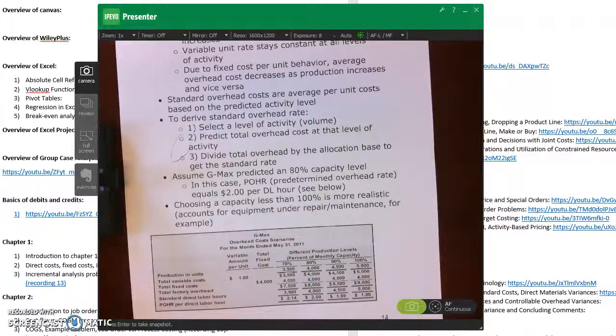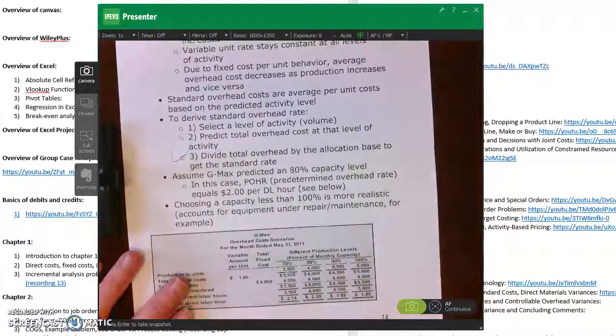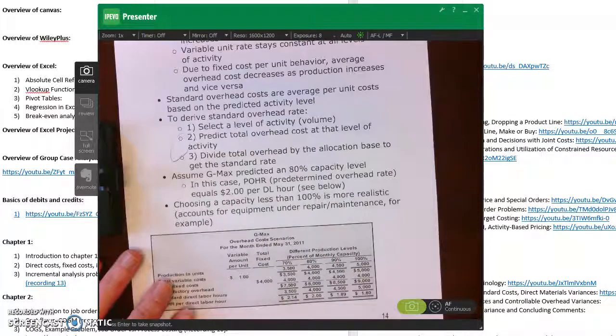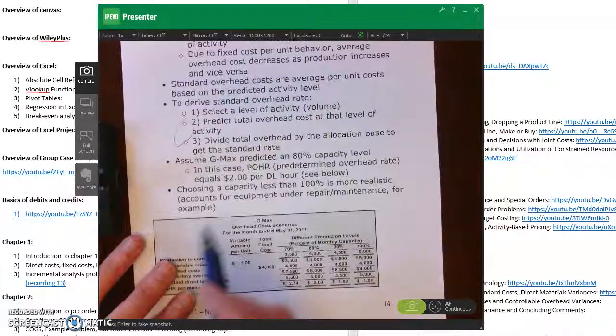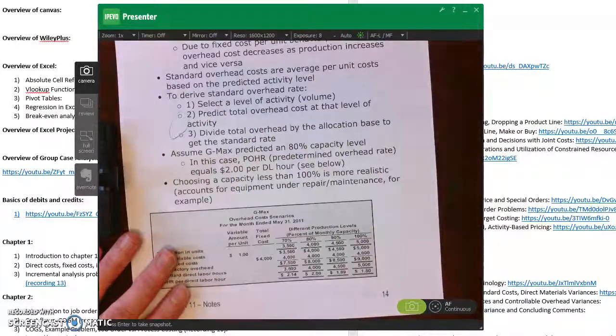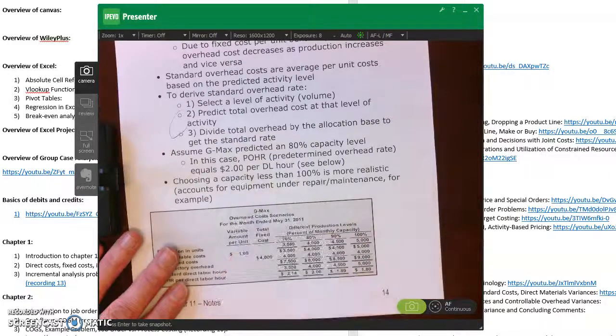You could have 85%. But in that case, you have to say, well, at 85% capacity, what's going to be our total labor hours, or whatever our allocation base is, and what would be our total overhead at that capacity, okay? This would give us our predetermined overhead rate. So let's assume we have our company GMAX and we predicted we use an 80% capacity level. In that case, our predetermined overhead rate would be $2 per hour.